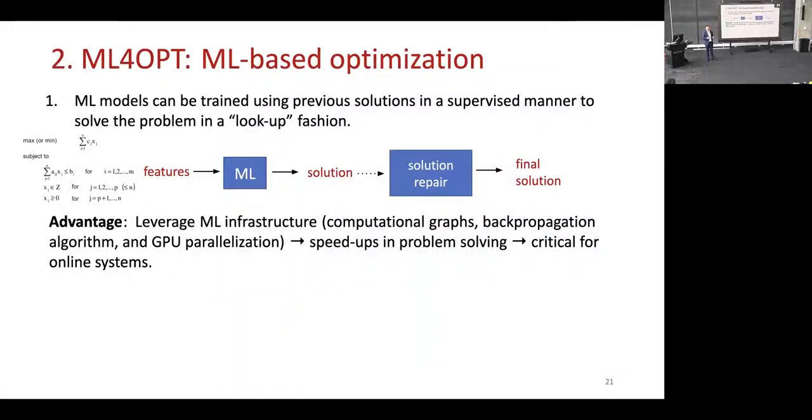Now, there's always a risk that that solution has problems in it. Maybe it has some feasibility problems. Some of the constraints are violated, or maybe you wanted an integer solution and it's giving you a fractional one.